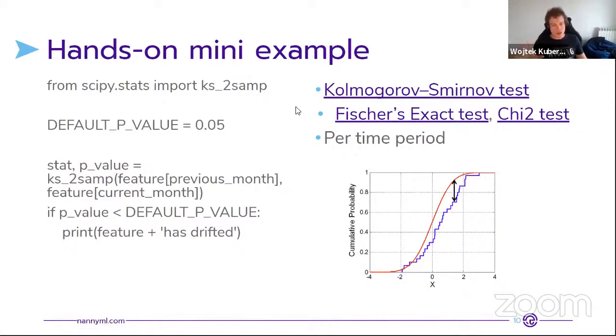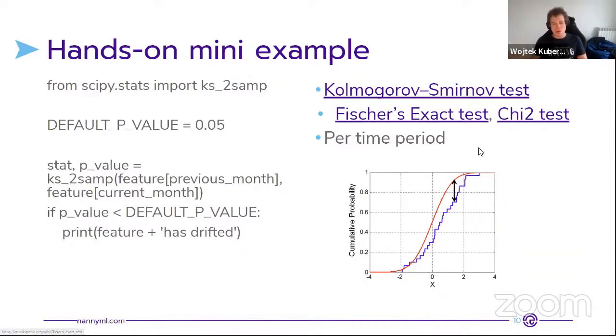You take one feature that you're interested in, you set the default p-value to 0.05, and you run the test for that feature, comparing the previous month's distribution with the current month's distribution. And if the result of the test is that the distributions are different with a p-value below 0.05, it means that the feature has drifted. A very simple thing, but just something for you to try out later on.